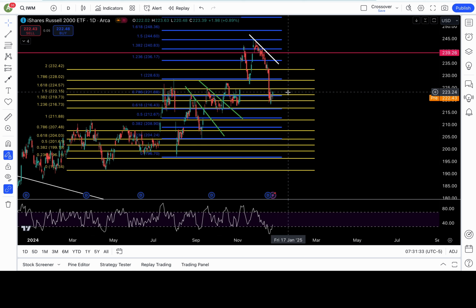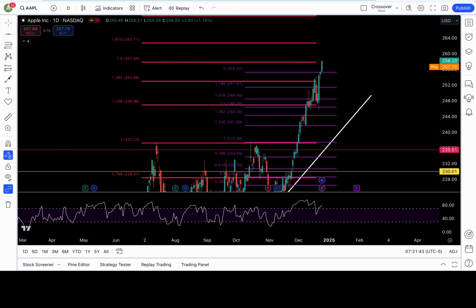Otherwise, if we break down 222 and 220, we are heading down lower, down to 218, and possibly finally go hit 216.7-ish. Apple is just a monster stock. The bears hate this stock right now.